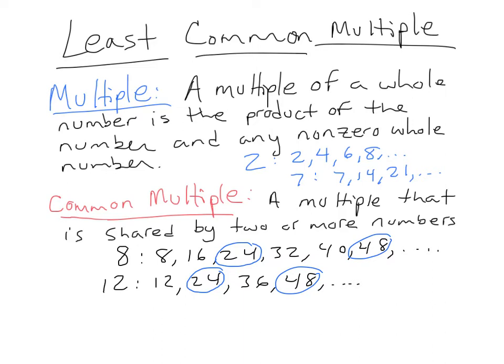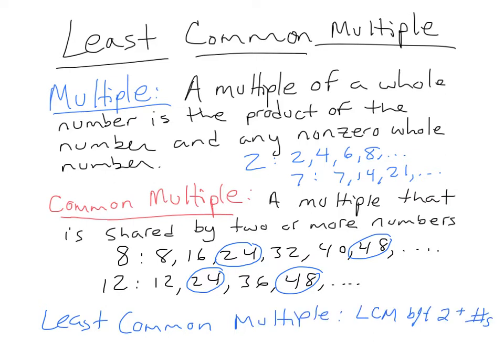So of course, if we're going to define the least common multiple, you can see that with 8 and 12, the least common multiple is 24. And here's my shorthand definition for least common multiple. The least common multiple between 2 or more numbers is the smallest multiple they share.